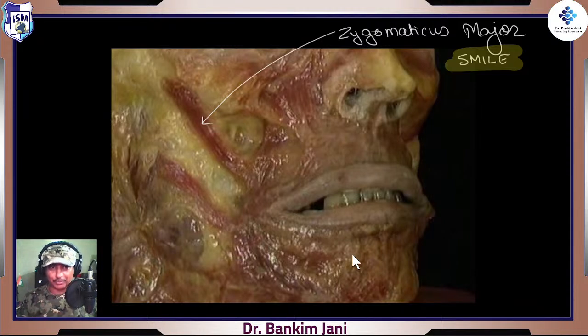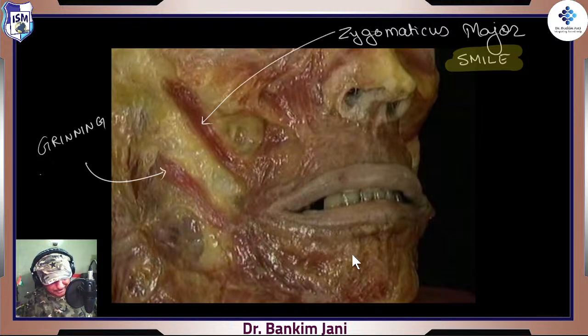One more muscle. Say it's a viva, and you come out of the examination room and a friend asks, "Yaar, kaisa raha?" "Bas theek raha." So it is not a smile, it is a grin. That is what is called grinning. That is by this muscle over here. It is called the risorius. So that is grinning.